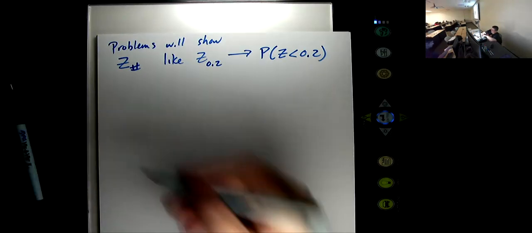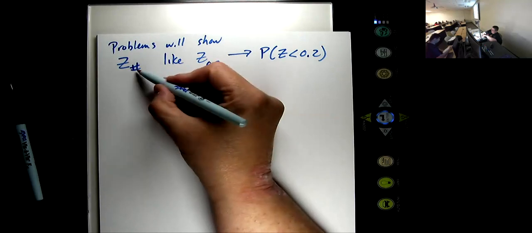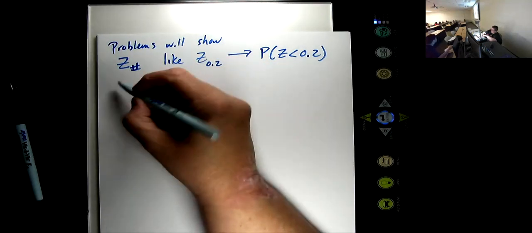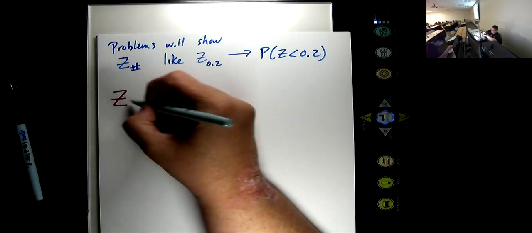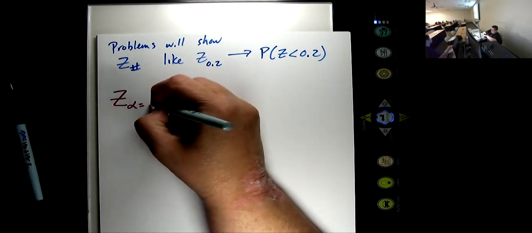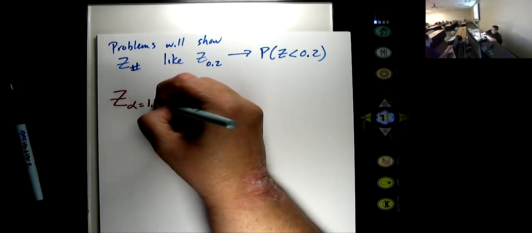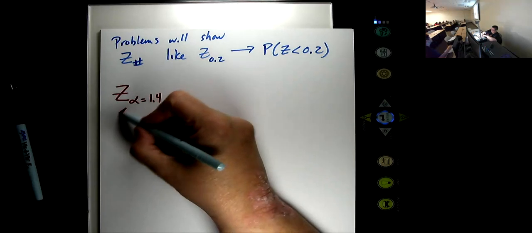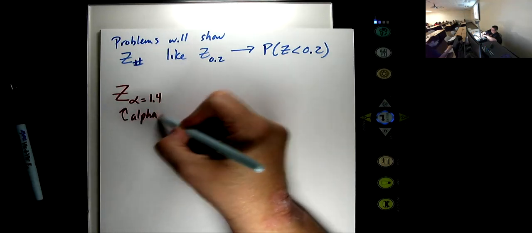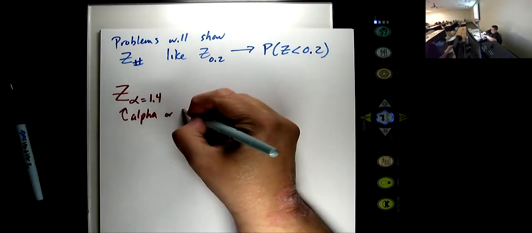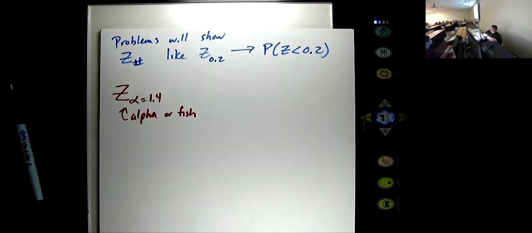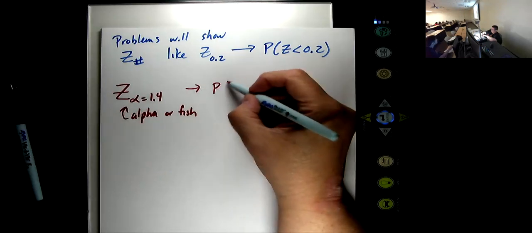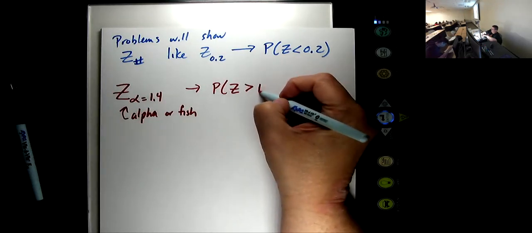And sometimes it won't have the number there. It won't have this hashtag symbol, it'll just have the number. Sometimes they'll say Z alpha equals, like, I don't know, 1.4. If they put the alpha, so this is alpha, or the fish, when they say the alpha, they want the probability that Z is greater than 1.4.